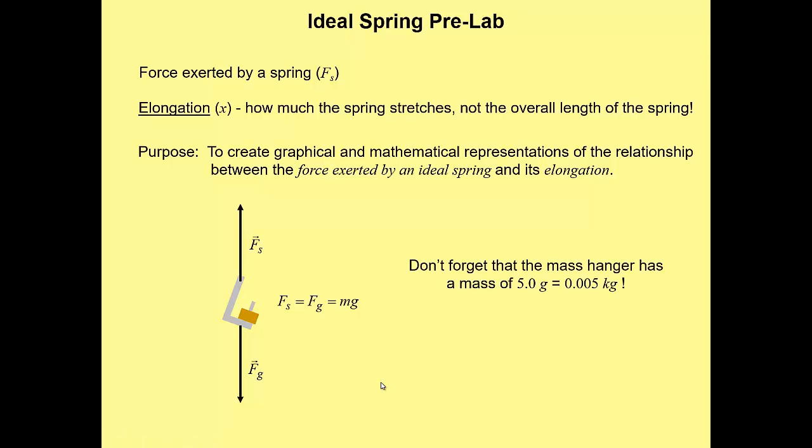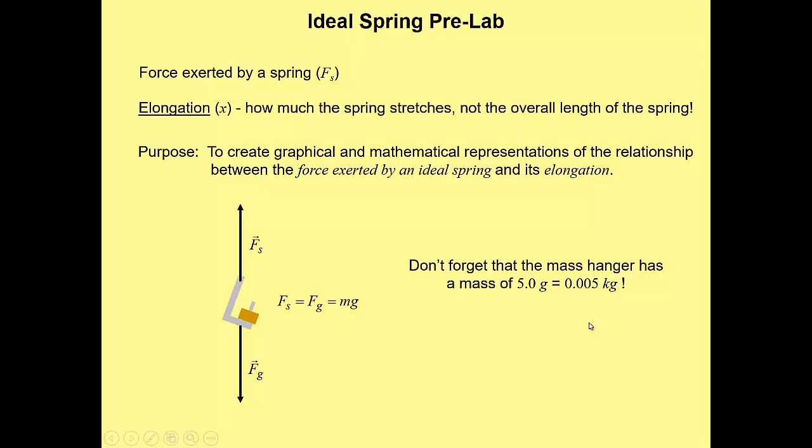Okay. Now, one key thing here, although the mass hanger is made out of plastic, so it's very low mass, it still does have mass. And that would be enough to throw off the lab because we're not using a lot of masses in this case. So the mass hanger says right on it, it's written right on the side, it is 5 grams, which, 3 decimal places to switch to kilograms, right, 1,000, is 0.005 kilograms.